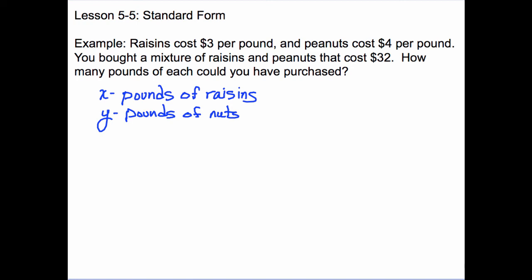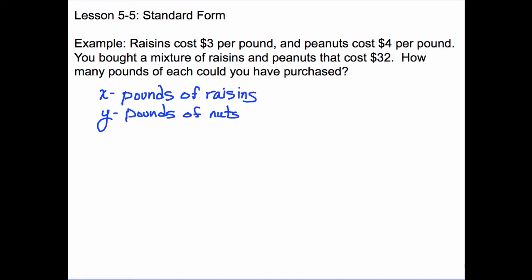In this lesson, we introduce the concept of the standard form of a linear equation, and we'll start with an example problem that suggests an equation in standard form. Raisins cost $3 a pound and peanuts cost $4 a pound. You bought a mixture of raisins and peanuts that cost $32. How many pounds of each could you have purchased?